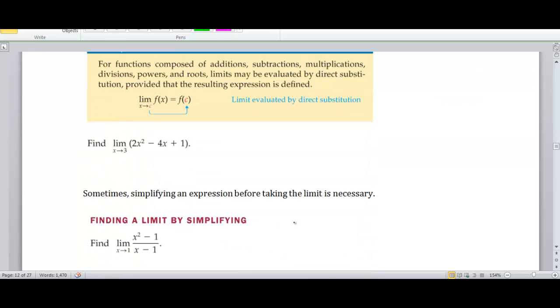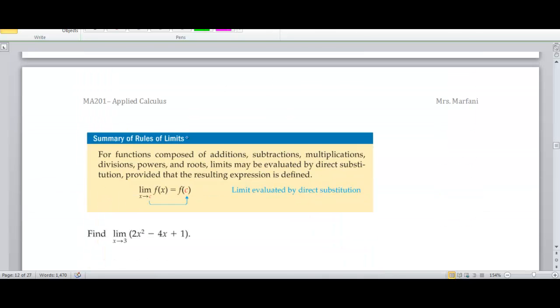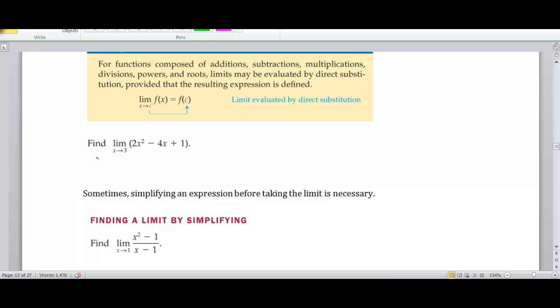So let's do an example. Right here I have a difference and a sum. So I know the limit of a difference is the difference of the limits. Limit of a sum is the sum of the limits, like I have up here. So I can go ahead and plug these values in directly. So this is going to be the limit as x approaches 3 of 2x squared minus the limit as x approaches 3 of 4x.